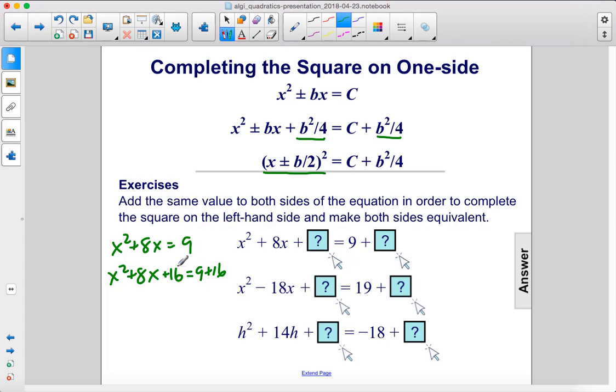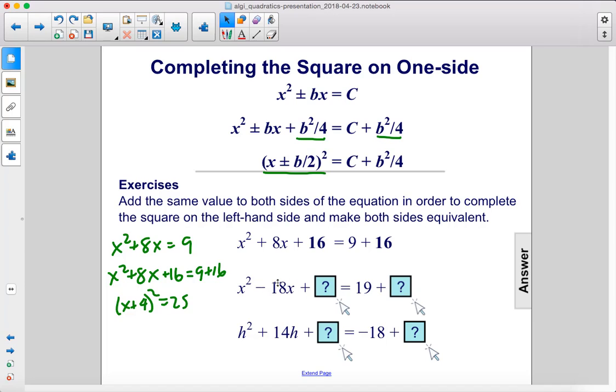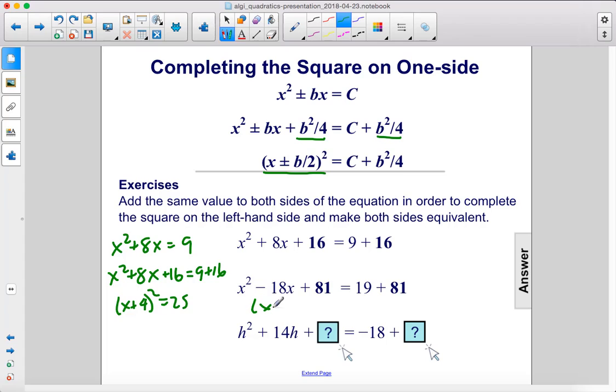Because if you add 16 to both sides, that's allowed because they would cancel out. So we add 16 to both sides, and now look what you can do. Now this becomes x plus 4 squared equals 25, and that's our new problem. So if we do that here, we have x squared minus 18x equals 19. Completing this square, we would divide 18 by 2, giving us 9, and then square it, and we get 81. So now this is going to be x minus 9 squared on this side.